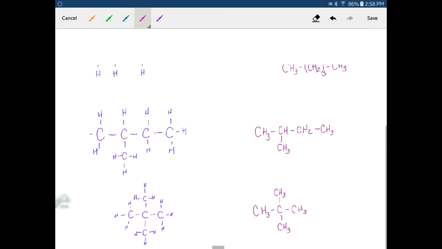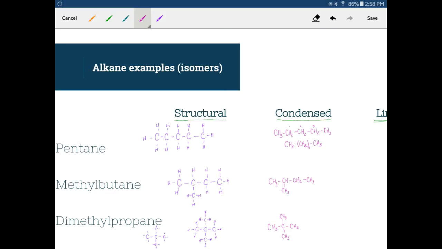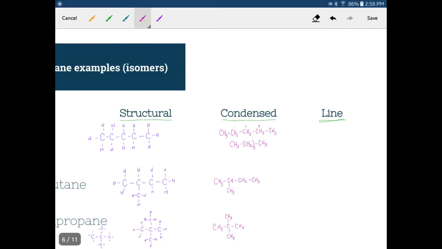Again, you'll notice that these condensed structural formulas are a lot more simple to look at than these structural formulas. It's a little bit more tidy, a little bit nicer to look at than this kind of mess that we have on the left. However, like I said, you do need to know and be familiar with all 3 types of these drawings for your exam and your diploma. Okay, so let's take a look at these line diagrams.